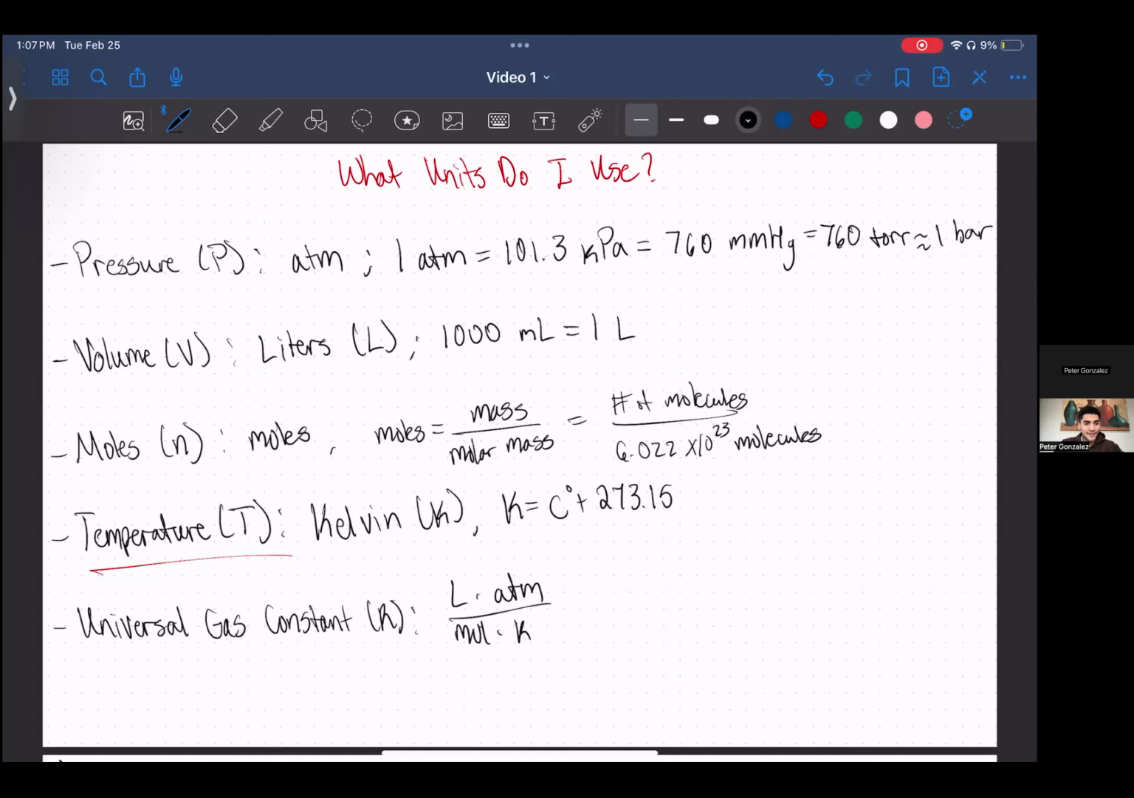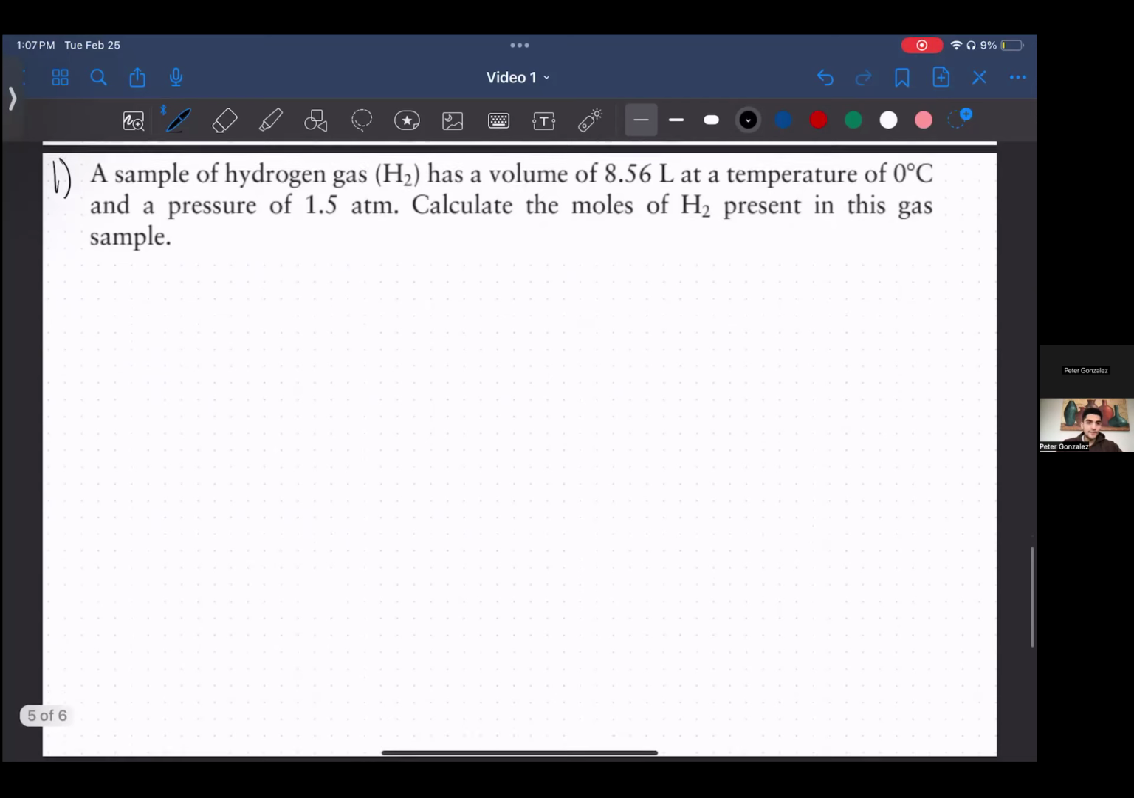And yeah, that's pretty much it in terms of the gas laws and all the units you need to worry about. I just want to work through two quick problems to show you how I approach them, and to hopefully give you a sense of what you should look out for when you work on these problems. So for this first one, we have a sample of hydrogen with a volume of 8.56 liters. So I'll write that down. You should always organize it and have it all written down to see what you're missing or what you need to figure out.